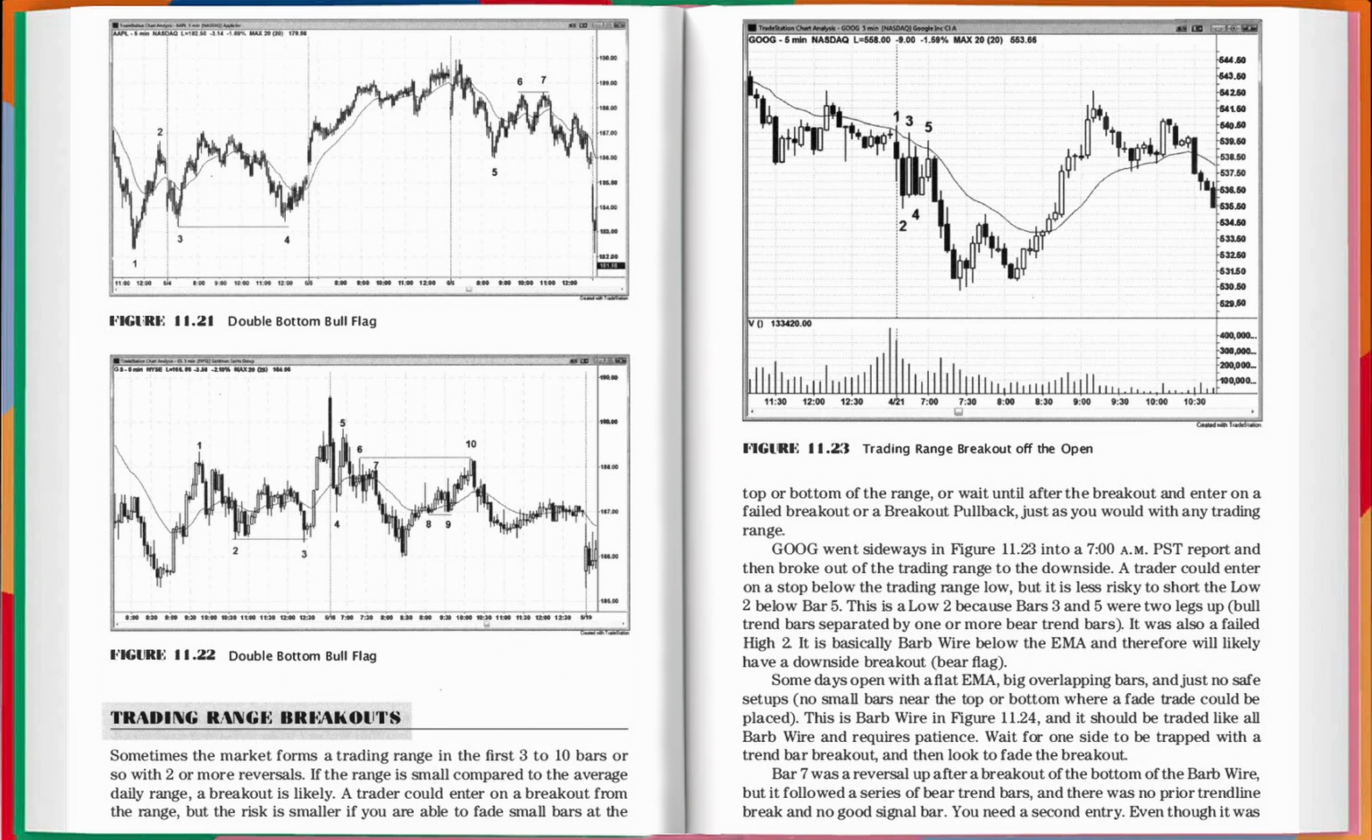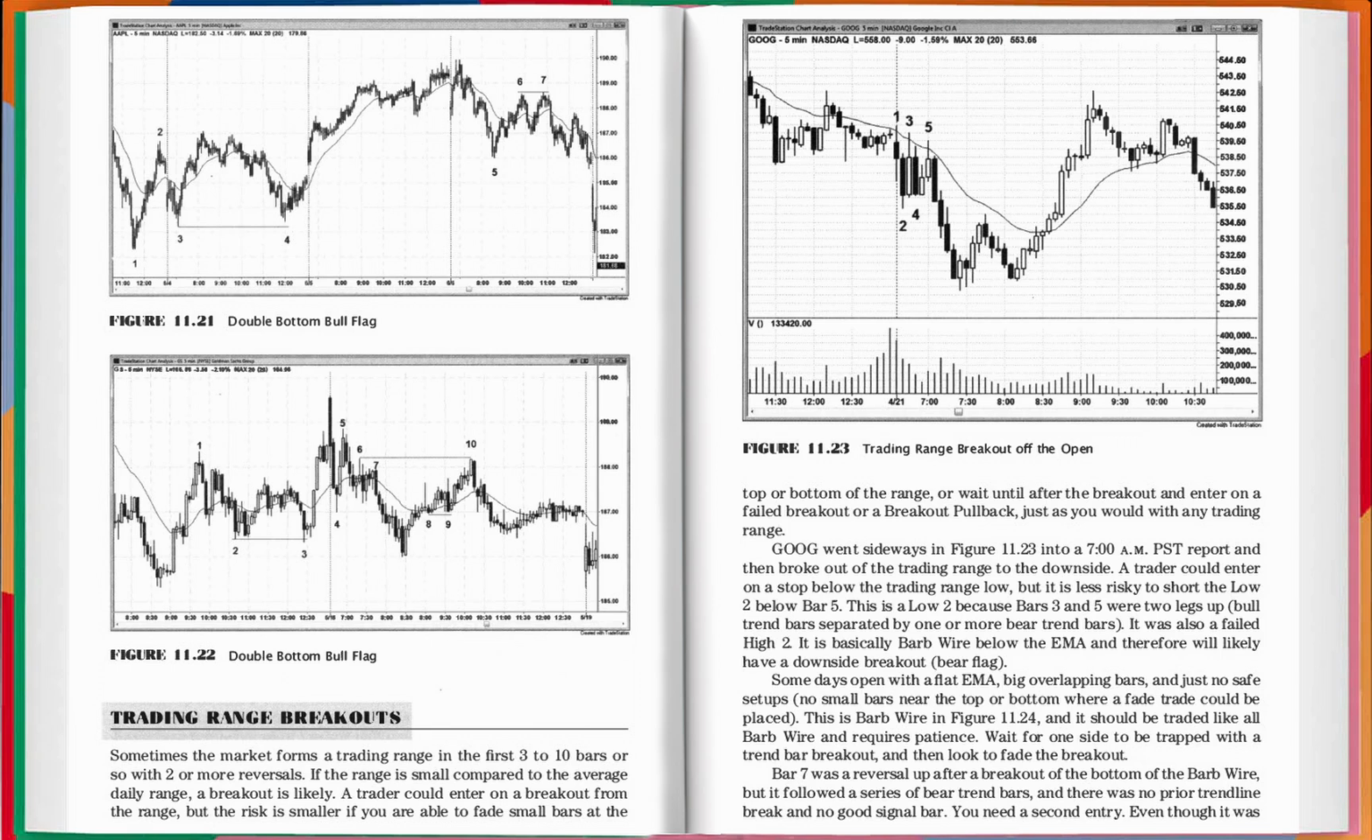This is a low 2 because bars 3 and 5 were 2 legs up, bull trend bars separated by 1 or more bear trend bars. It was also a failed high 2. It is basically barbed wire below the EMA and therefore will likely have a downside breakout bear flag.